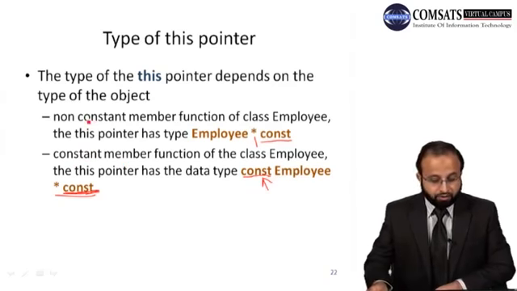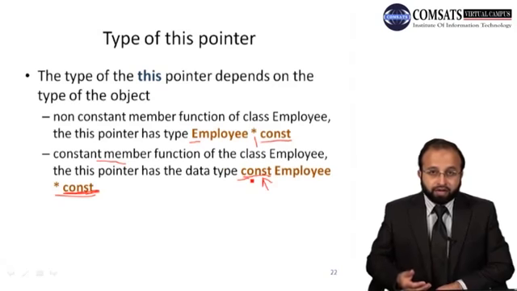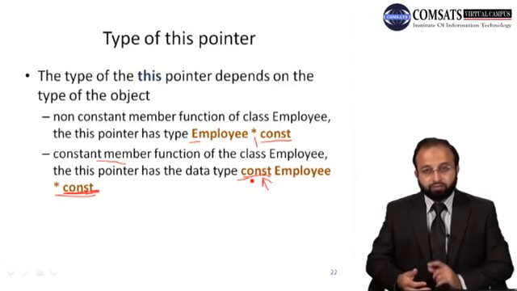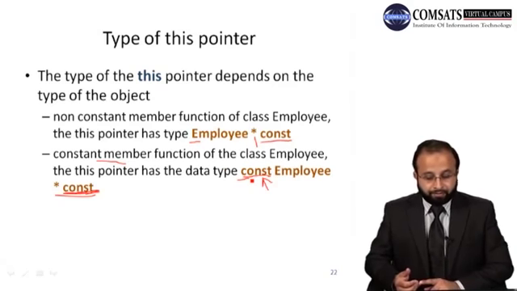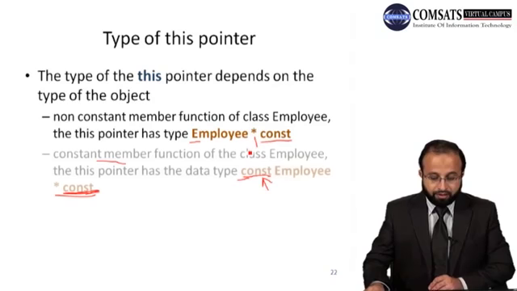Now in case of the non-constant member function, the object is not constant. In case of a constant member function, the object is constant, right? In case you are calling a constant member function, the object should be constant, and in case of calling a non-constant member function, the object is non-constant, right?